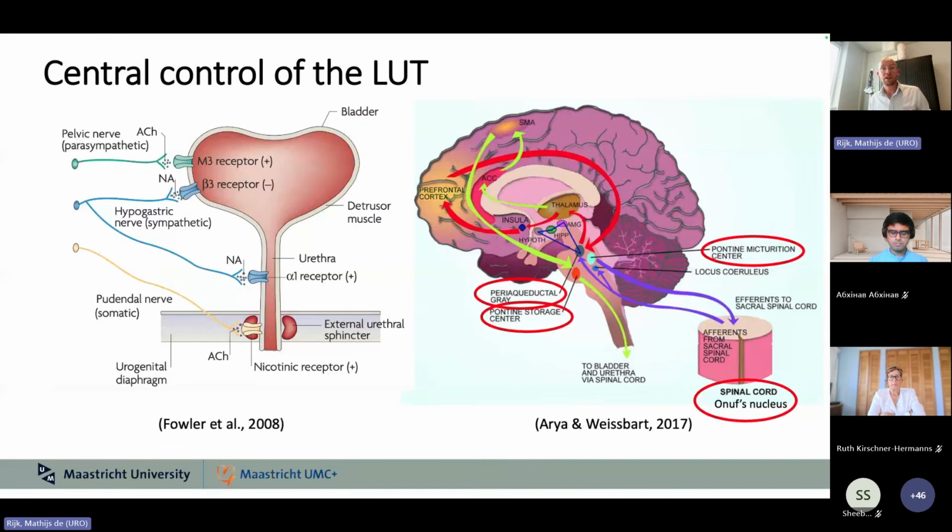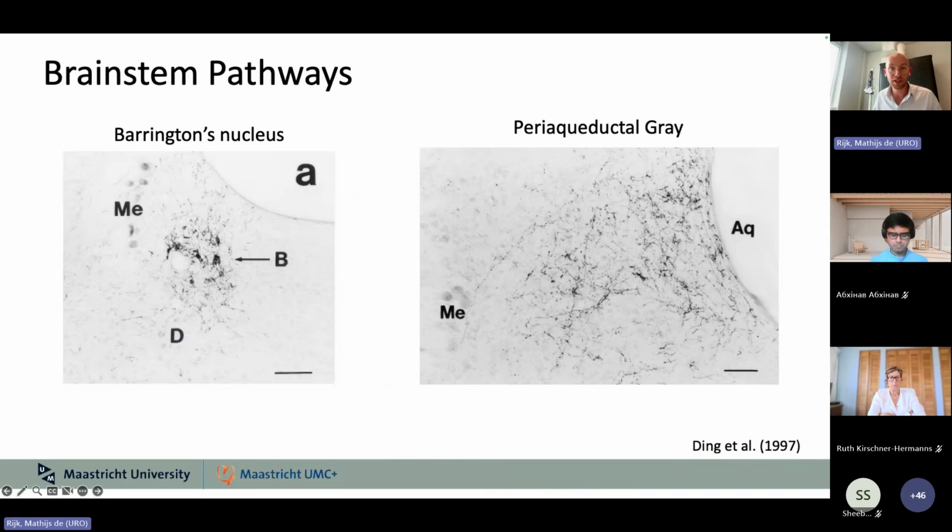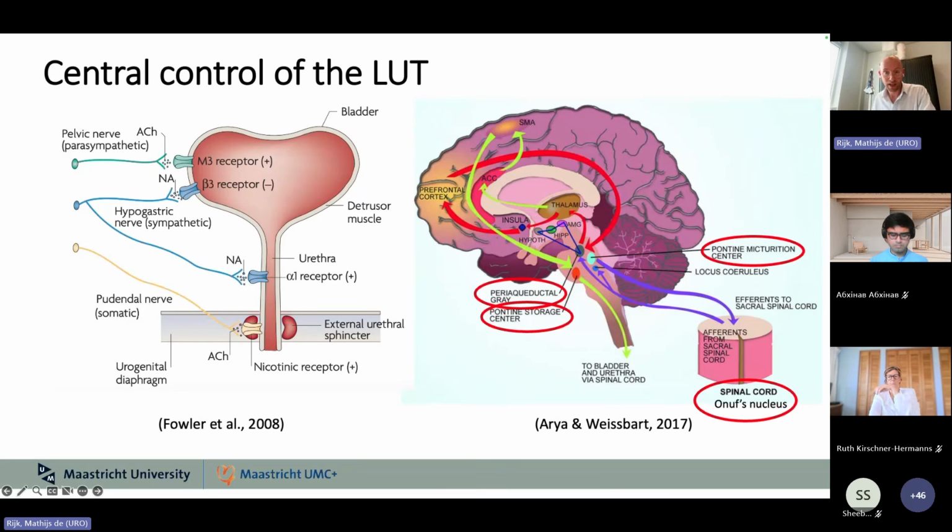And of course, the lower urinary tract is under direct control from the central nervous system, and these fibers send the sensory information that they gather from the bladder towards the central nervous system, and that's represented here in this arrow.